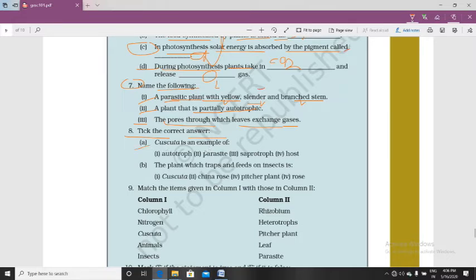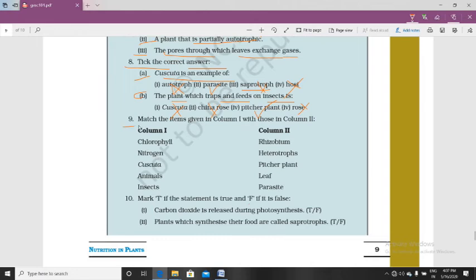Question A. Cuscuta is an example of autotrophic? No. Parasite? Yes. Cuscuta is an example of parasite. It is not saprophyte. It is not host. B. The plant which traps and feeds on insects is Cuscuta? No. China rose? No. Pitcher plant? Yes. Rose? No.